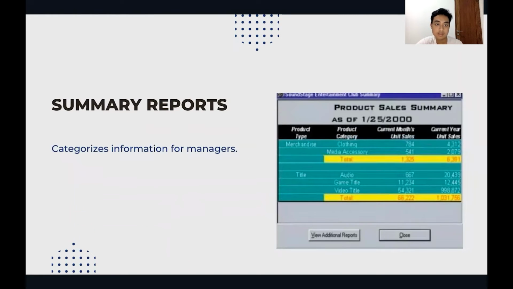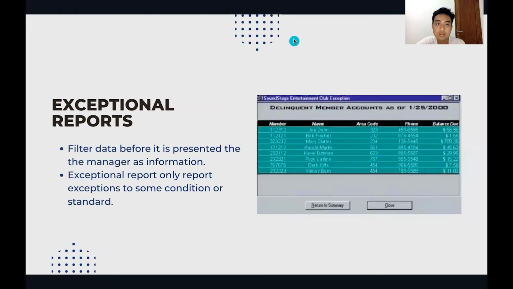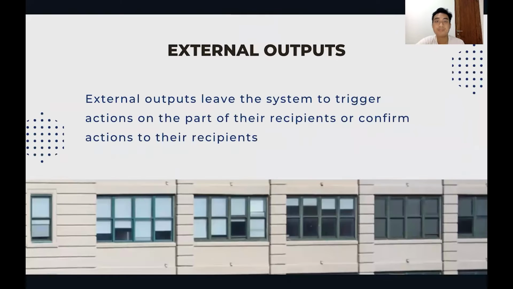Next is the summary reports, and these are the example of the summary reports. It categorizes information for managers. Next is the exceptional reports. It filters data before it is presented to the manager as information. And exceptional reports only report exceptions to some conditions or standard.